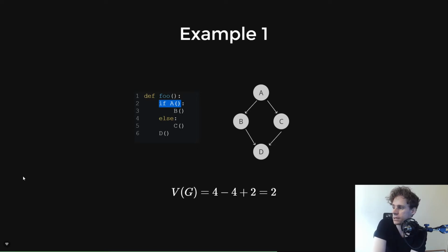And it makes sense, right? Because if you have a totally linear function, the complexity is 1 because there's only one cycle through it. There's only one branch through it. And code like this makes sense that it's 2 because you have 2 different routes through it.